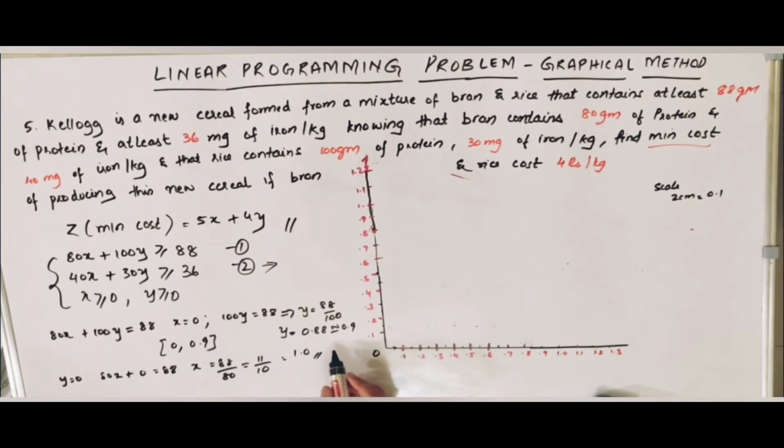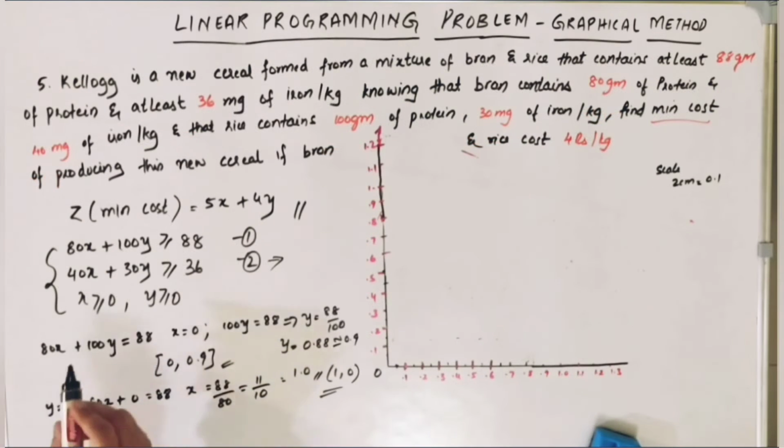So we've got our second point, where x value is 1 and y is 0. So 2 points are here. Now let's do the same thing with the second constraint. Second constraint, 40x plus 30y equal to 36. So we'll substitute x as 0.